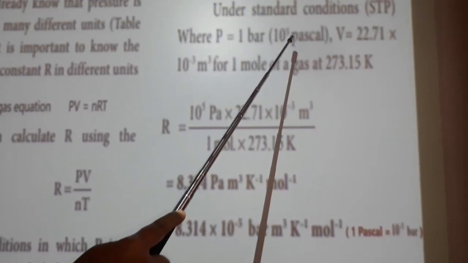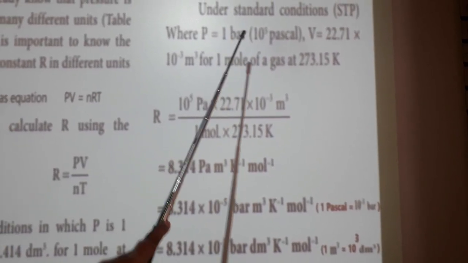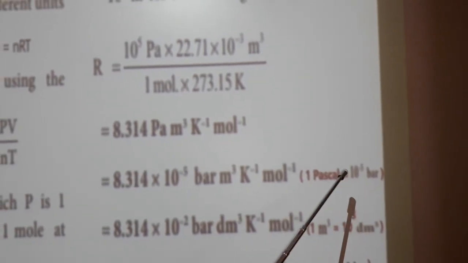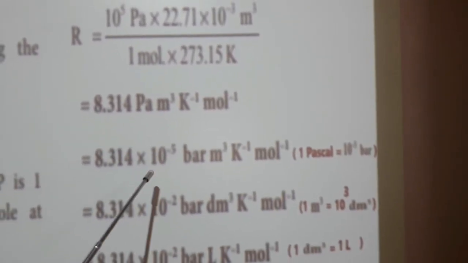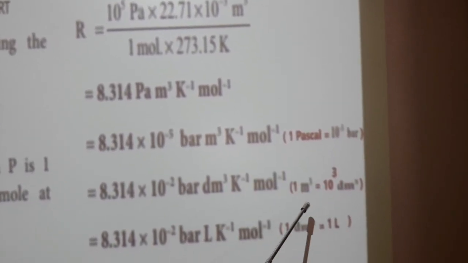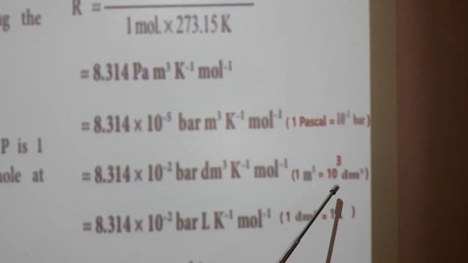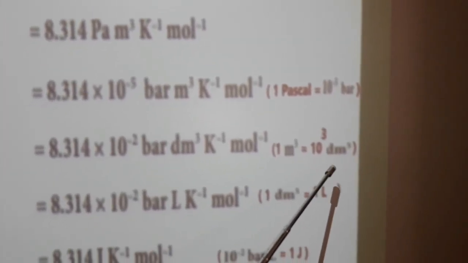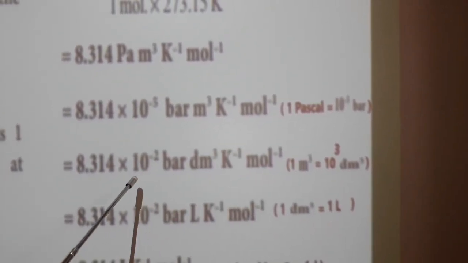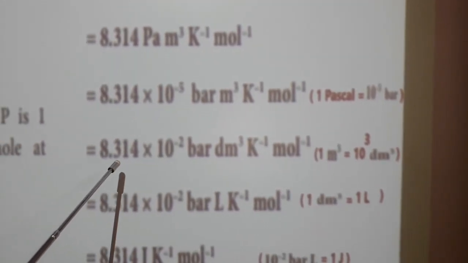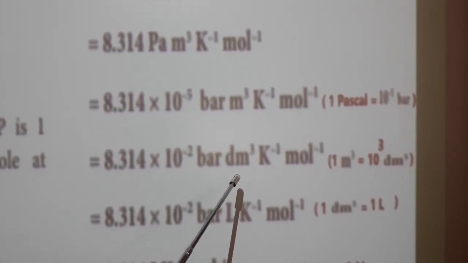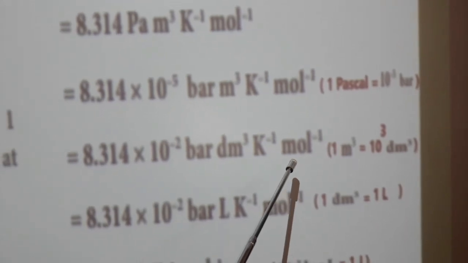We already know that 10 power 5 Pascal is equal to 1 bar, so 1 Pascal is equal to 10 power minus 5 bar. You have to apply this value for 1 Pascal. And 1 meter cube is equal to 10 power 3 decimeter cube. Applying this, 10 power minus 5 plus 3 gives 10 power minus 2. So we get 8.314 into 10 power minus 2 bar decimeter cube Kelvin minus 1 mole minus 1, where the meter cube has changed to decimeter cube.